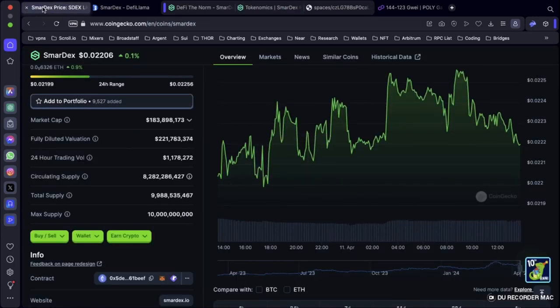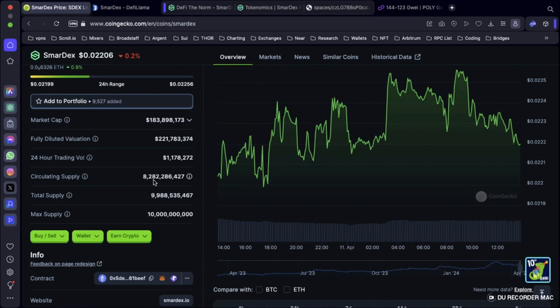It has some pretty interesting tokenomics, some pretty interesting metrics. One that caught my eye is the fact that SDEX has a fixed supply of 10 billion tokens, and about 8.3 billion of those tokens are already in circulation. So massive token unlocks creating sell pressure on a token is not an issue for the SDEX token.